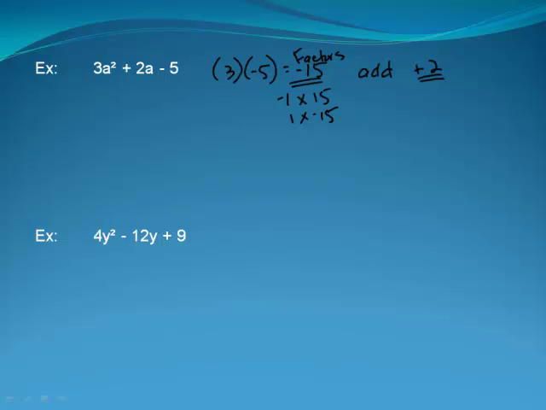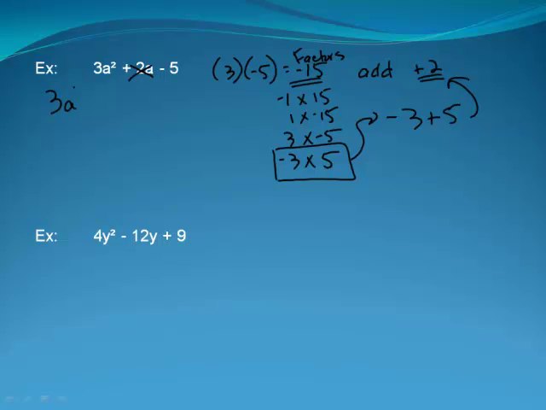So I know that's not going to work. 2 doesn't go into 15, but 3 does. We've got 3 times negative 5, or negative 3 times positive 5. Can I combine either of those two with addition to get a positive 2? And the answer is yes. Negative 3 times 5 is negative 15, but negative 3 plus 5 is a positive 2. So I'm going to rewrite my middle term. Now I've got 3a squared minus 3a plus 5a minus 5. Negative 3a plus 5a is the same as plus 2a.